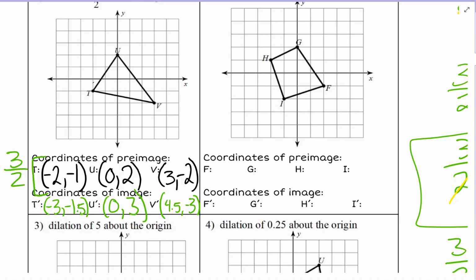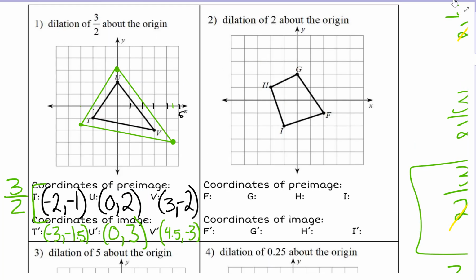So negative 3, negative 1.5. Remember, that's halfway between negative 1 and negative 2. 0, 3. 4.5 is about here, and then down 3. Go ahead and connect the dots. And do not forget to label the points. This is T prime, U prime, and V prime.